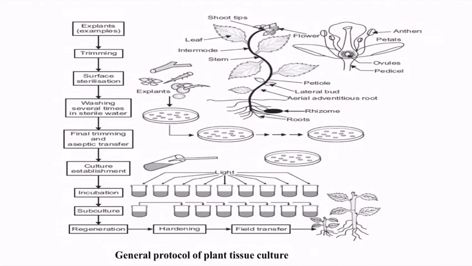So this is the general idea, or general protocol, of plant tissue culture. For the process of plant tissue culture, the first step is the selection of the mother plant. The mother plant must be healthy and free from any diseases, and it contains characters like high yield, good quality and disease resistance.